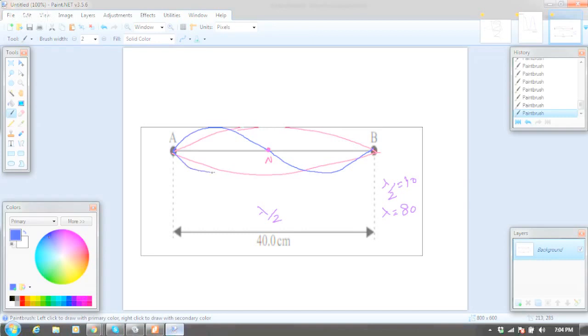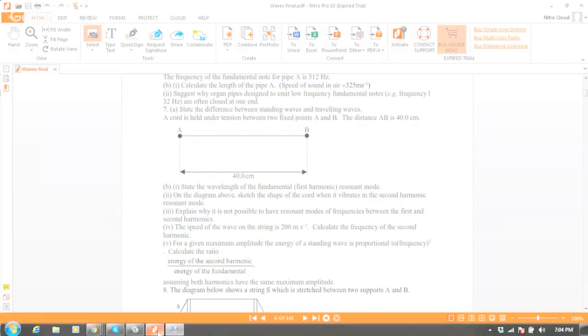So that is the second harmonic. And remember that there are no frequencies in between. या stationary wave इस form में होगी जो हमने red से draw किया या फिर इससे अगली formation यही होगी. In between कोई और formation नहीं. Explain why it is not possible to have resonant mode of frequencies between first and second harmonics.